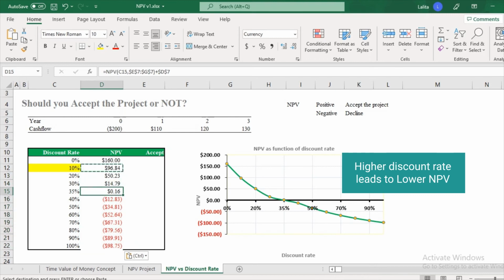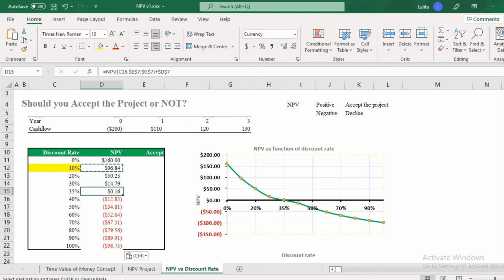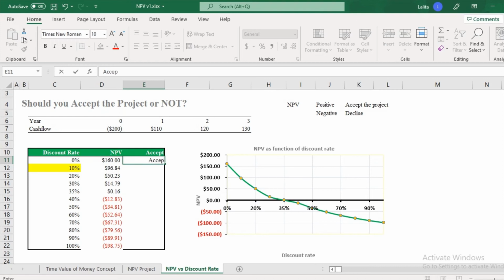Now at the discount rate of 10%, the NPV was 96.84, and at the discount rate of 100%, the NPV is 98.75%. So when it comes to accepting the project, if your NPV is positive, you can accept the project, right? Accept here, here, here, here, and maybe here as well.